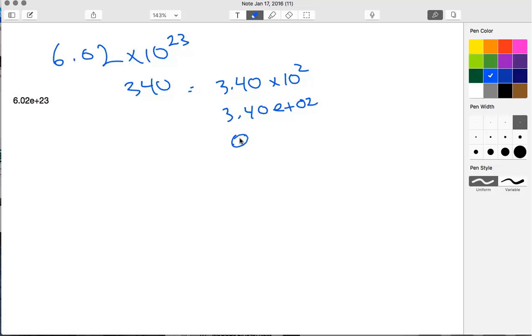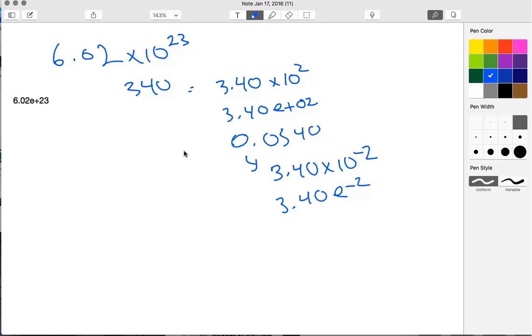If you were to write 0.0340, you would rewrite that as 3.40 times 10 to the minus 2, or 3.40 e to the minus 2. And it's not a big minus 2. You'd write it like the 3.40 e minus 2 in the same line. This means times 10 to the. So don't put a times 10 to the in there.